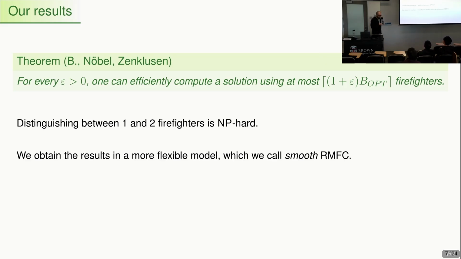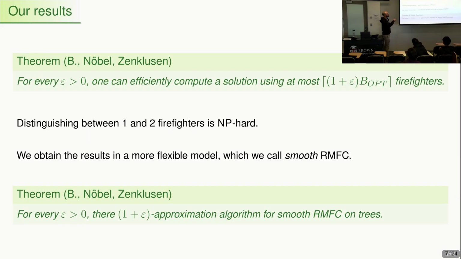Okay. In the following, we will just very slightly change the problem formulation, and this has two reasons. First of all, it makes things a little bit less technical and will simplify some kind of arguments. And secondly, we also get around this issue that distinguishing between 1 and 2 firefighters will be NP-hard. And for this smooth model that we will define in a minute, we then would get a PTAS.